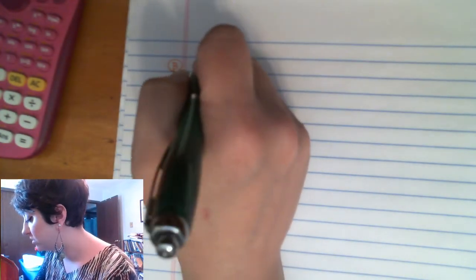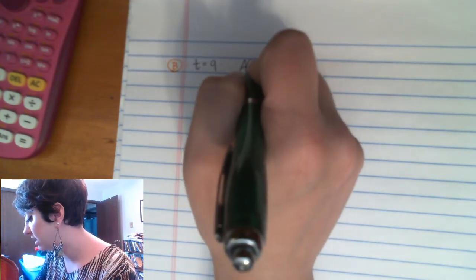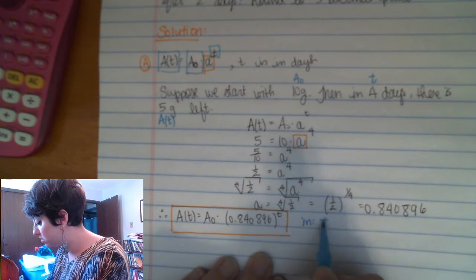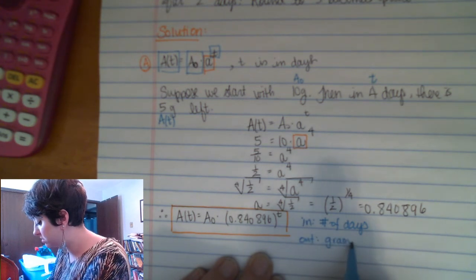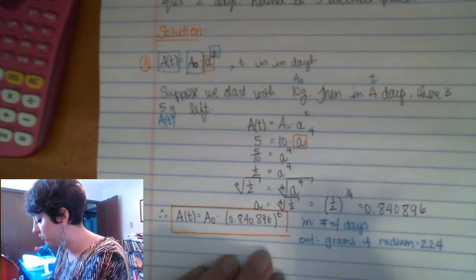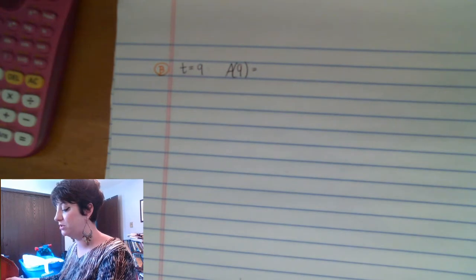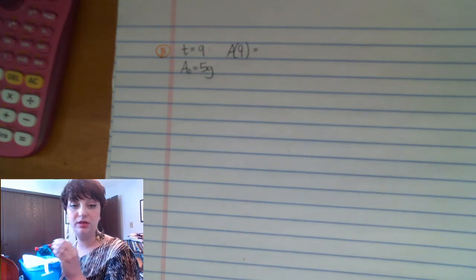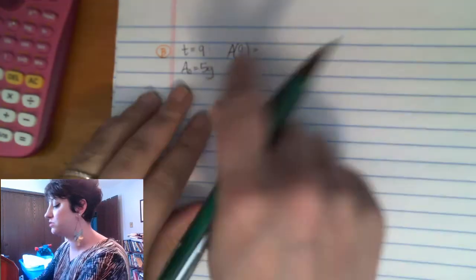All right, so for t equals 9, we want A at 9. Oh wait, let me comment on this. So this is a function. In goes number of days, out comes grams of radium 224. All right, so I'm looking for how much is left after 9 days of how much? A 5-gram sample. So in this case, they had to tell me how much I was starting with. So I'm starting with 5 grams.